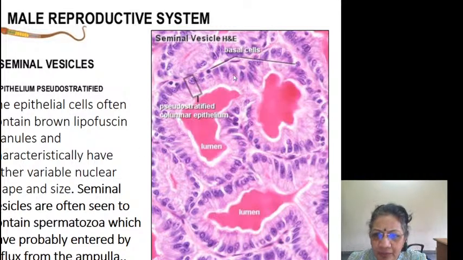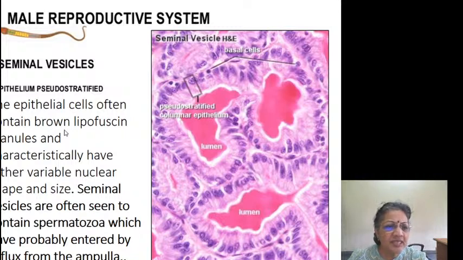So the epithelium, this is a very high power micrograph, is pseudostratified. It looks like 2-3 layers, but they are not. There will be a few basal cells which do not reach the lumen, and a whole lot of other columnar cells which reach the lumen, but there is a single layer of cells on the basement membrane and no double layers, right?